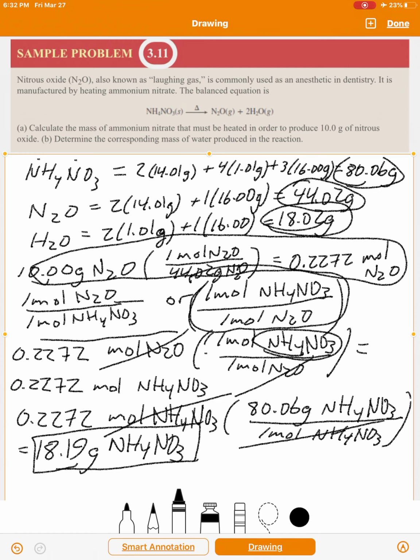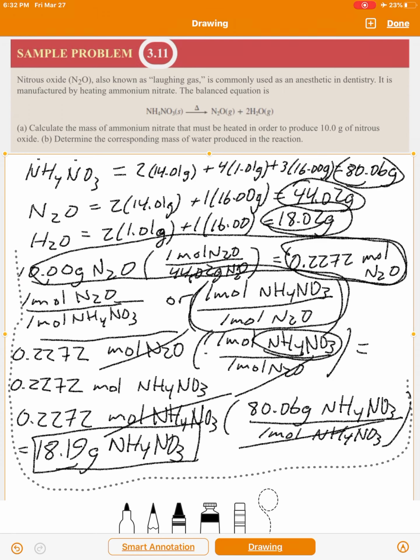Now, in part B, we want to determine the corresponding mass of water produced in the reaction. Now we want to know how much water is produced. What we know is how many moles of N2O are produced. We know that. That's right there. So I'm going to use that piece of information right there, and then I'm going to erase everything underneath because I can use that.